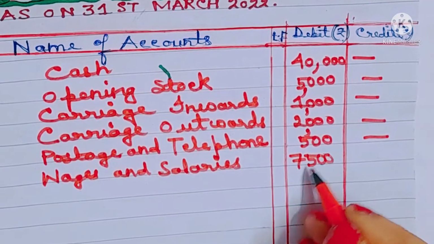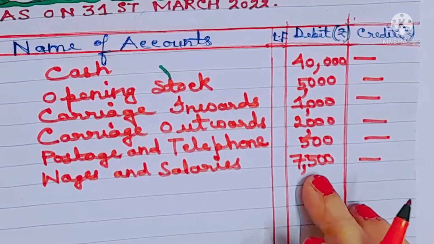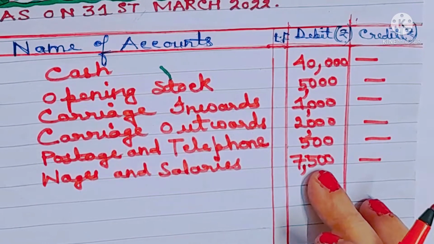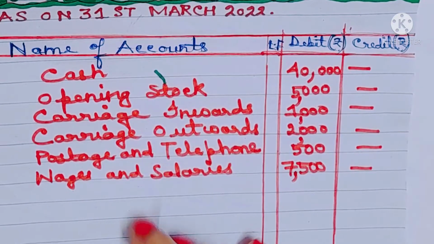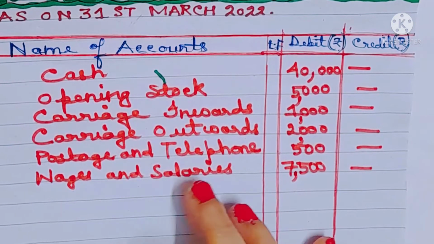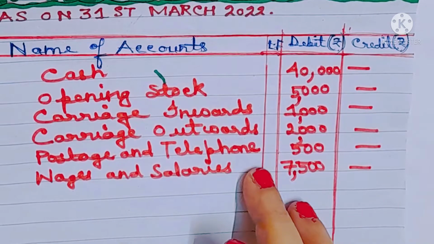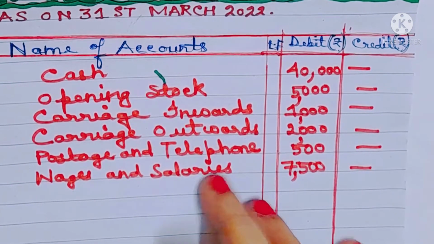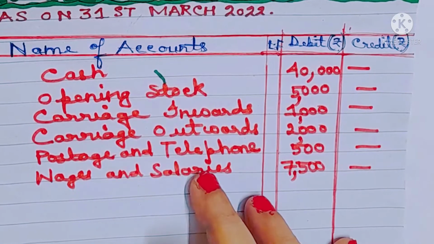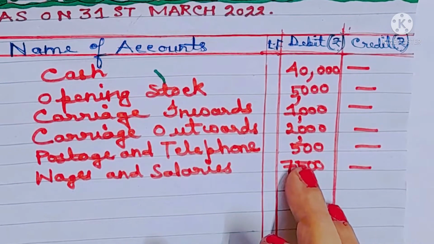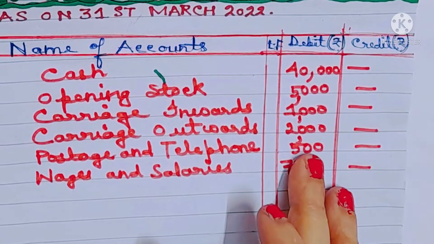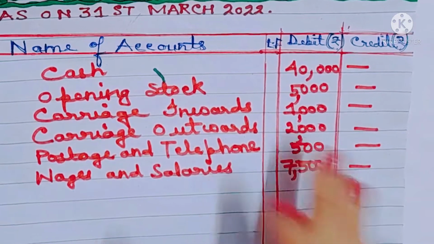7,500. Wages and salaries has a debit balance, and that is the reason we have written 7,500 in the debit column. Wages and salaries comes under nominal account. According to nominal account, all losses and expenses debit. Here, wages and salaries is an expense for the business. So, wages and salaries will be debited. Understood? Let's see the next account.